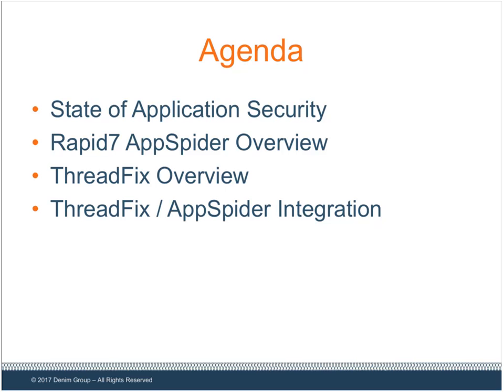For an agenda today, we'll talk just very briefly about some of the trends that we've seen in application security. Dan will go through and talk about Rapid7 AppSpider, including some of the really cool stuff that they have been doing lately. I'll give an overview of the ThreadFix vulnerability resolution platform, and then we'll talk a little bit about how organizations using ThreadFix can benefit from AppSpider and how organizations using AppSpider can benefit from ThreadFix. And as Carrie mentioned, we'll be collecting questions along the way. You can use the Q&A feature to queue those up, and we'll be addressing those at the end of the discussion.